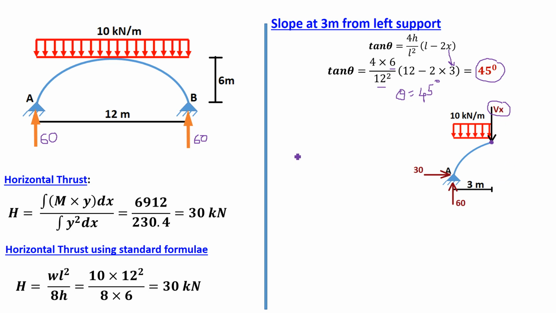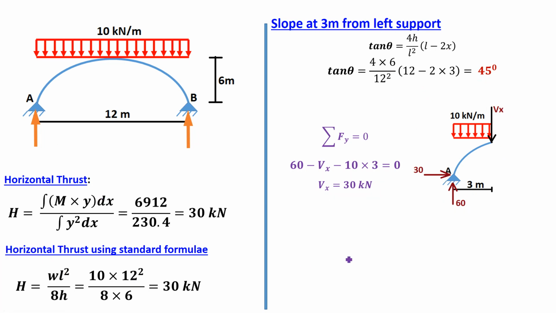If you apply summation of Fy equal to 0 in this figure, where the section is taken at 3 meter from the left support, 60 is the vertical reaction, minus Vx is the vertical shear force at this point, let it be point D, and then UDL 10 into 3, that is minus 30, equal to 0. So we get the value of Vx equal to 30 kilonewton. Now using the horizontal thrust 30 and Vx equal to 30, we can find the remaining two unknowns, normal thrust and radial shear at 3 meter from the left support.